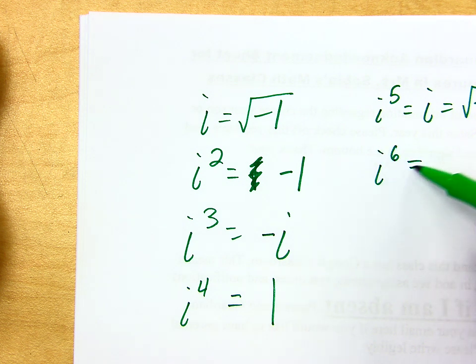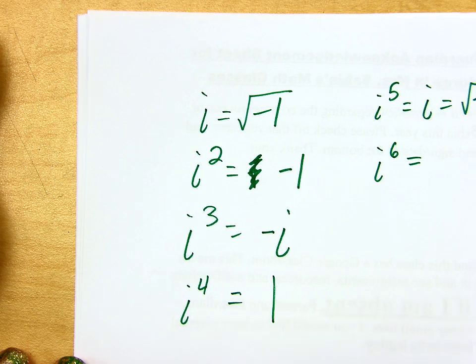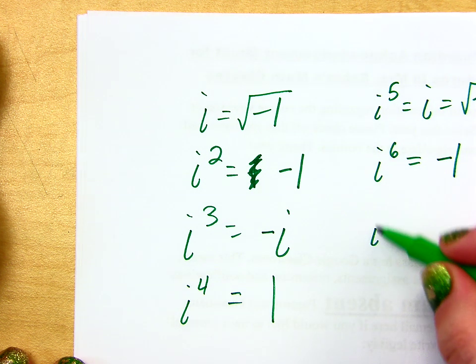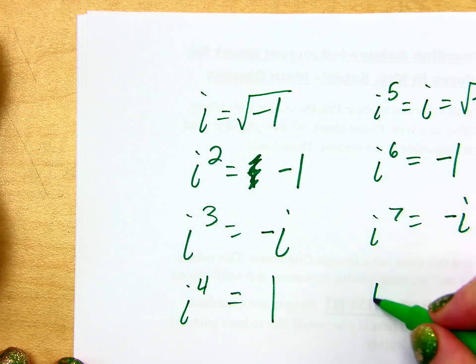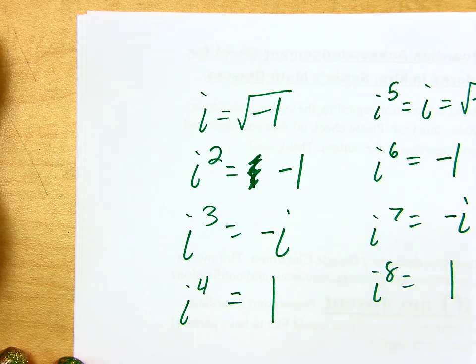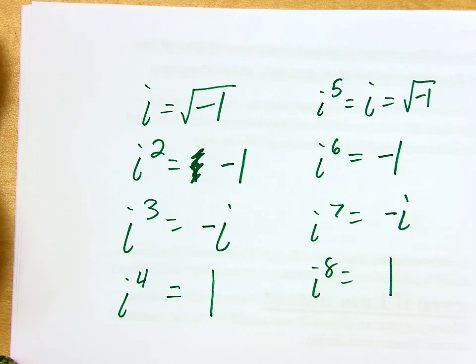Let me ask you this. i to the 6th, what's that going to be? Yes, same thing as i squared. So, i to the 7th, 1 more of them, there's negative i again. i to the 8th, back to 1. So, basically, you're just going to cycle between these 4 options, no matter what power you raise the i to.